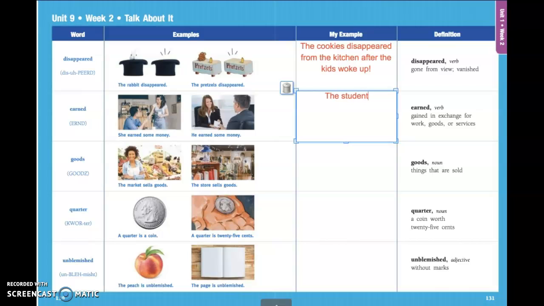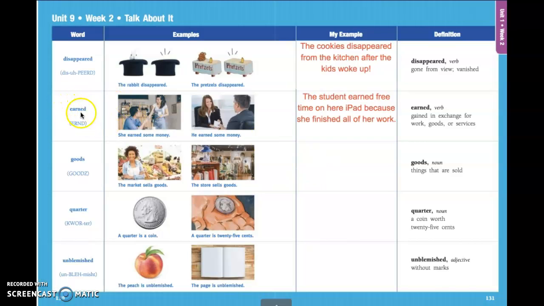The student earned free time on her iPad because she finished all of her work. Okay, my friends, you guys can go ahead and write the same sentence as Miss Harmon, or you guys can come up with your own sentence.